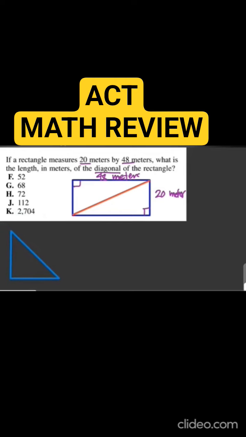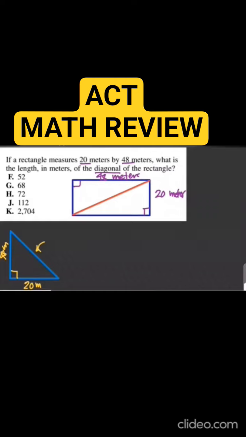Now let's separate one of the triangles here. So supposedly this is one of the right triangles of this rectangle. This is the width, which is 20 meters, which is now one of the legs of this triangle, and this one is 48 meters. And now this one, which is the diagonal of the rectangle, is now the hypotenuse of the right triangle.